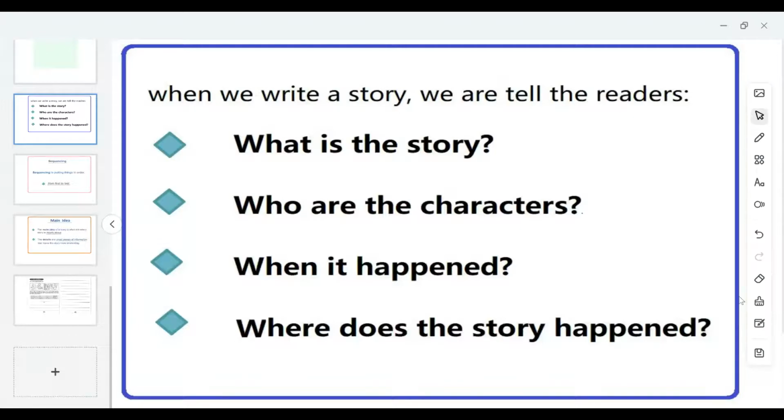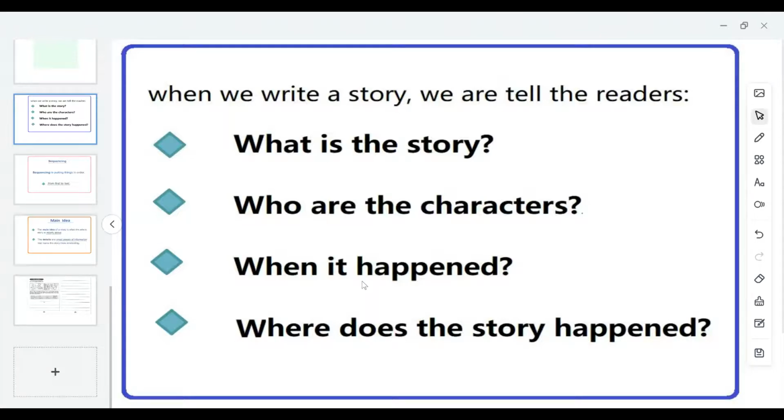Okay, I'll repeat again. What is the story? What do you try to talk about? Who are the characters? Who is the main character? Or maybe one or two characters there.